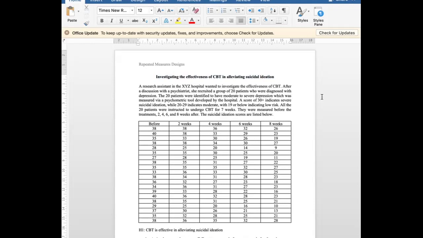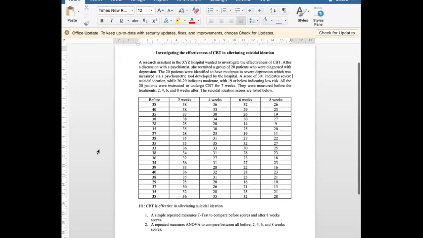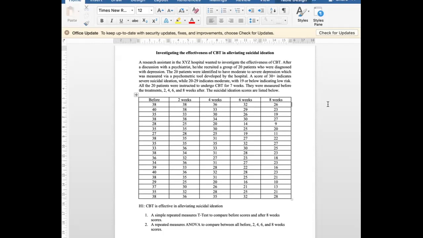Now, before we go ahead and discuss how exactly the analysis needs to be conducted, let's discuss a little bit about what this study is exactly going to be. Here I have given a very simple description. So let's take a moment to read this. Here it says a research assistant in the XYZ hospital wanted to investigate the effectiveness of CBT. After a discussion with a psychiatrist, I'm going to write he or she, because I don't know who this person is, just hypothetical, recruited a group of 20 patients who were diagnosed with depression. So we have 20 patients now.